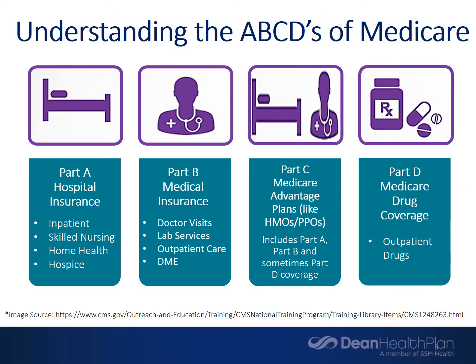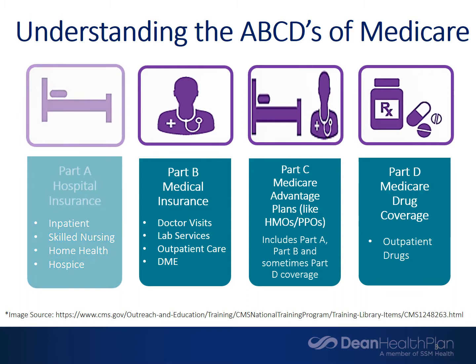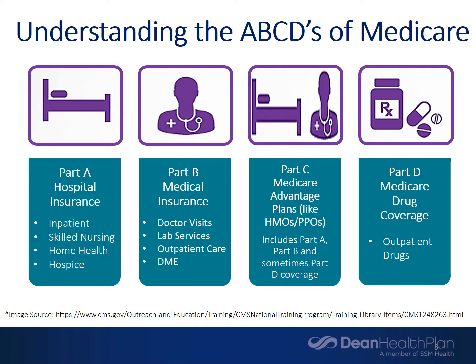Let's start by understanding the A, B, C's, and D's of Medicare. Medicare Part A is hospital insurance and helps pay for hospital stays, skilled nursing care, and home health care. Part B is medical insurance that helps cover doctor's visits and outpatient care. The Part B Medicare standard premium is set by CMS on an annual basis and paid by most Original Medicare beneficiaries. Part A and Part B are also referred to as Original Medicare or Traditional Medicare.